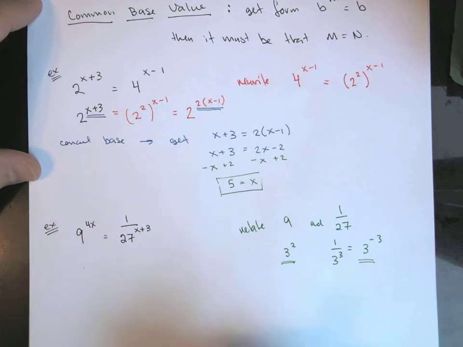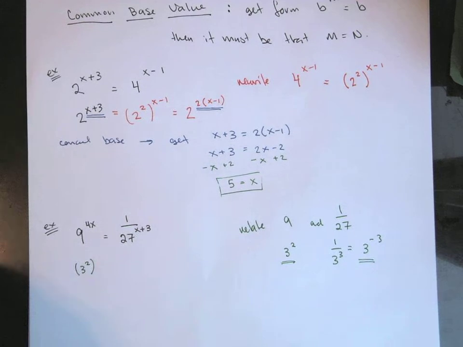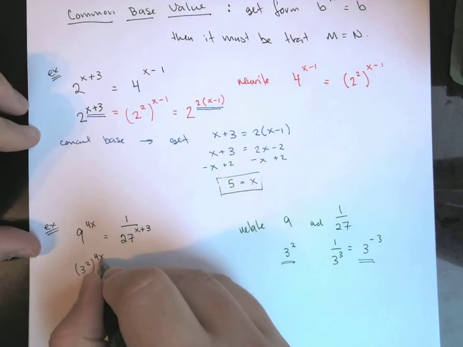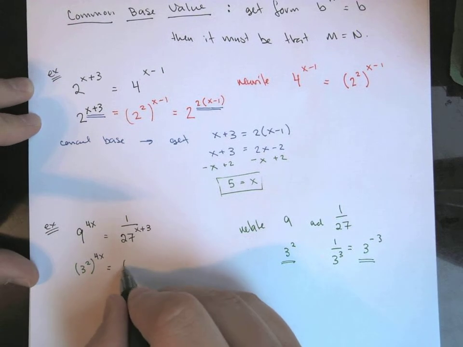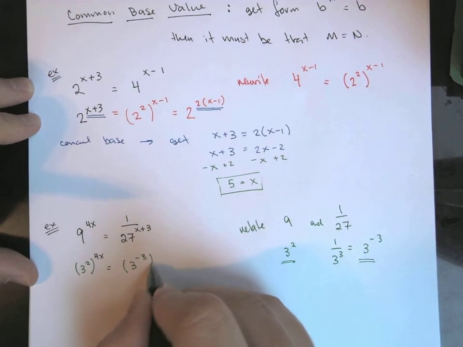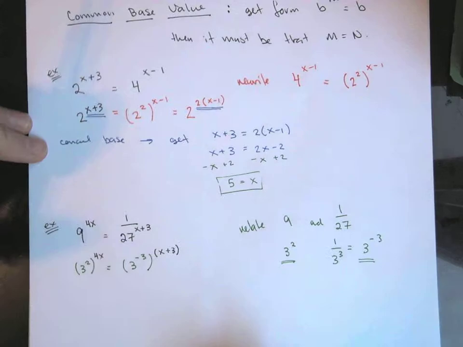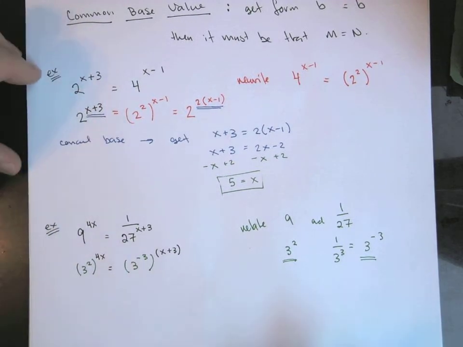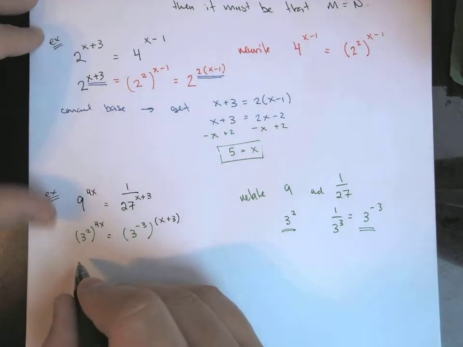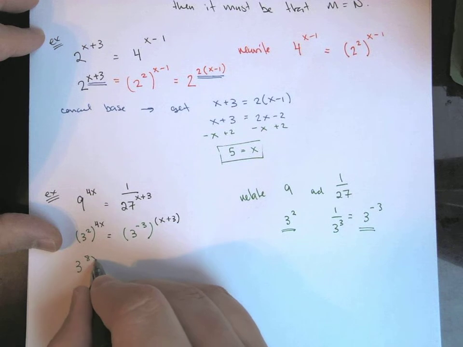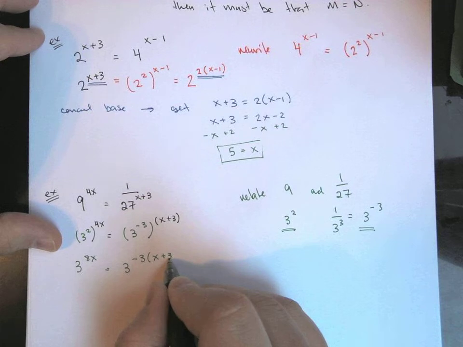So I'm actually going to have to rewrite both sides of this. The 9 I'm going to call 3 squared, and then that's raised to the 4x. That is equal to 1 over 27, which is 3 to the negative 3, and then that's raised to the x plus 3. Once I've cleaned it up and done that change, then I have some pretty good stuff, right? I can multiply these powers together. This is going to be an 8x, right? So this is going to equal 3 to the negative 3 times x plus 3.